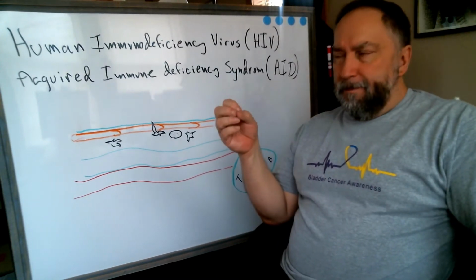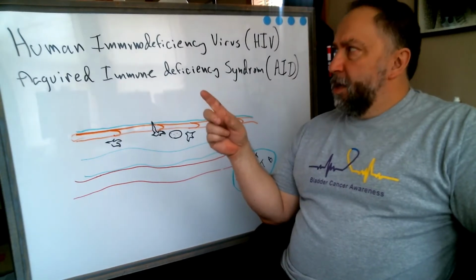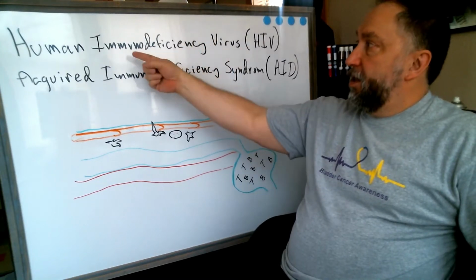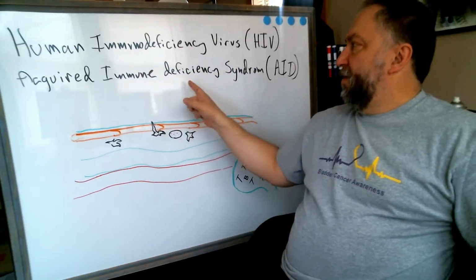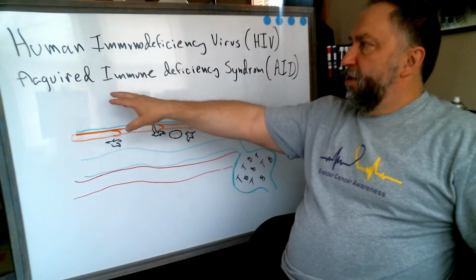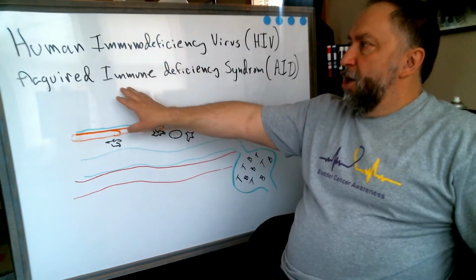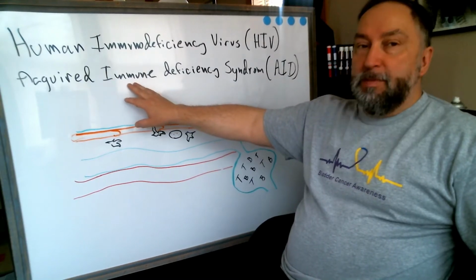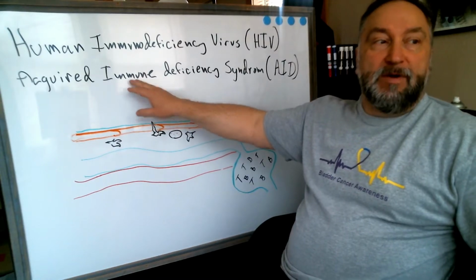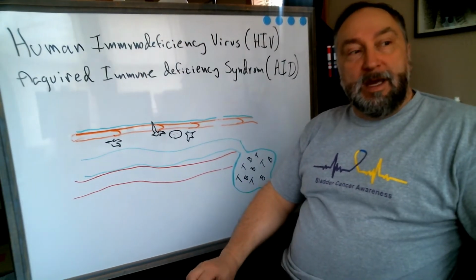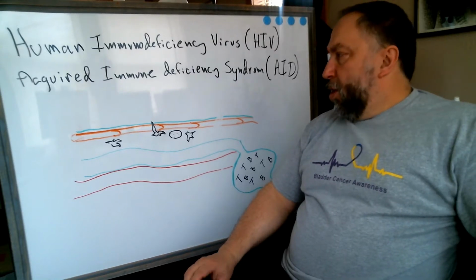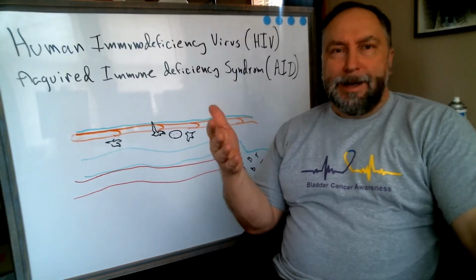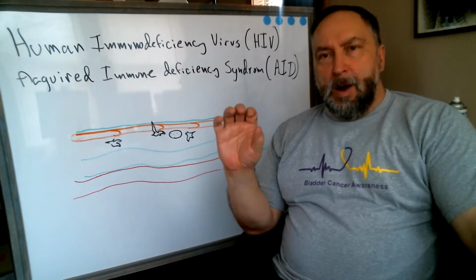We're going to talk about HIV and AIDS, human immunodeficiency virus. So you get an immunodeficiency. This is a virus that attacks the immune system. Acquired immune deficiency syndrome: once you've progressed from HIV infection to having an acquired immune deficiency, this is once your immune system is not functioning anymore, and it's not functioning because it's been attacked by HIV.